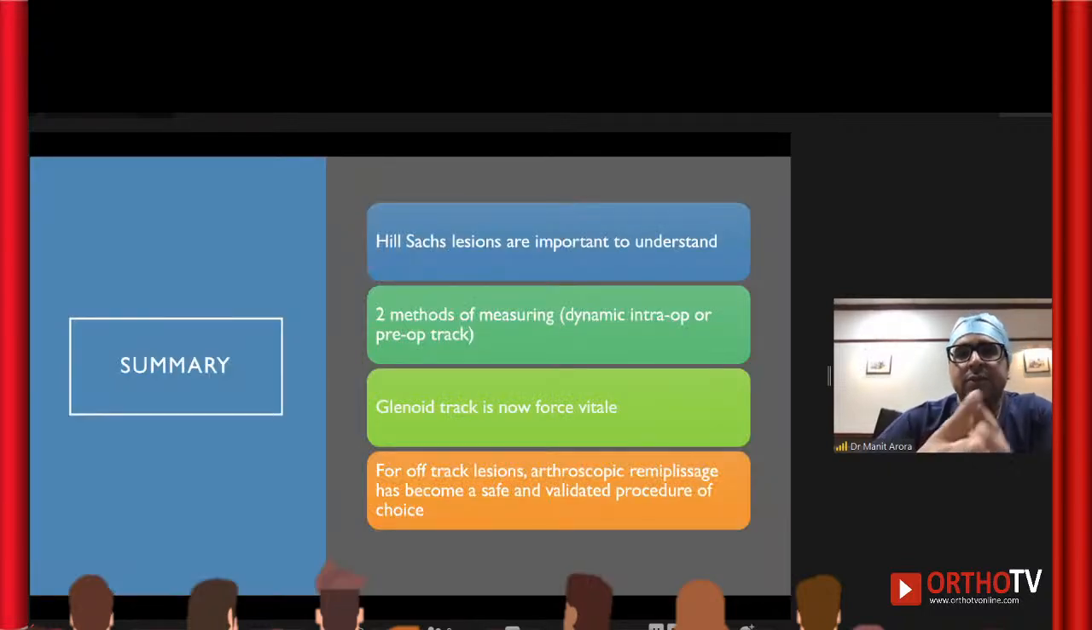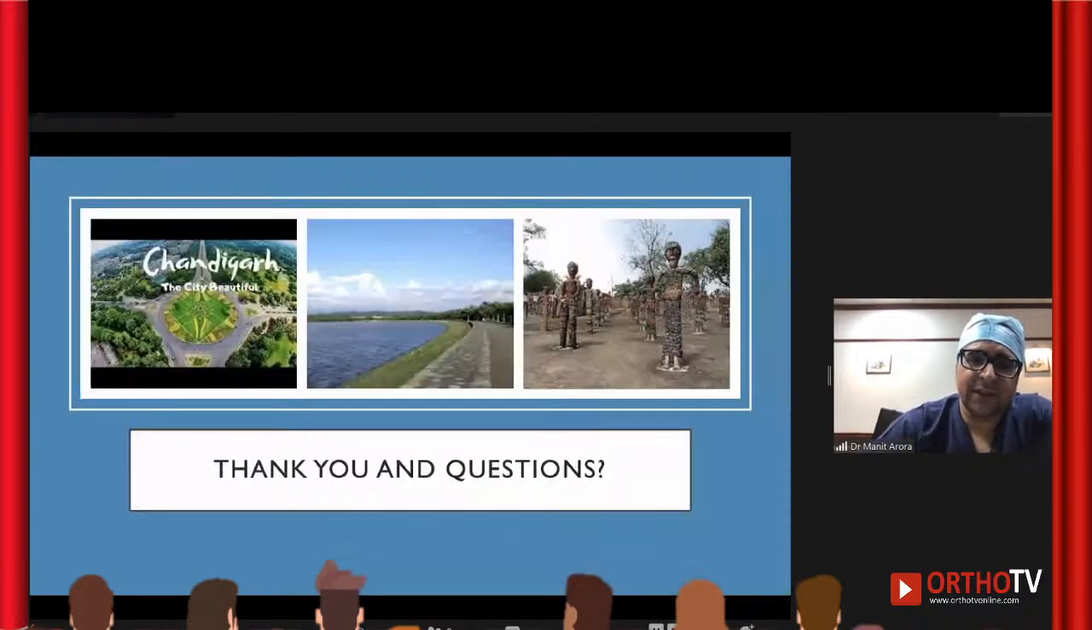So in summary, Hill-Sachs lesions are important to understand. There's two methods. There's the older dynamic method, or there's the newer preoperative glenoid tract method. So glenoid tract is really now the resurgent force, and it's coming about. And for off-track lesions, we should be doing an arthroscopic remplissage because it's a safe and validated procedure.